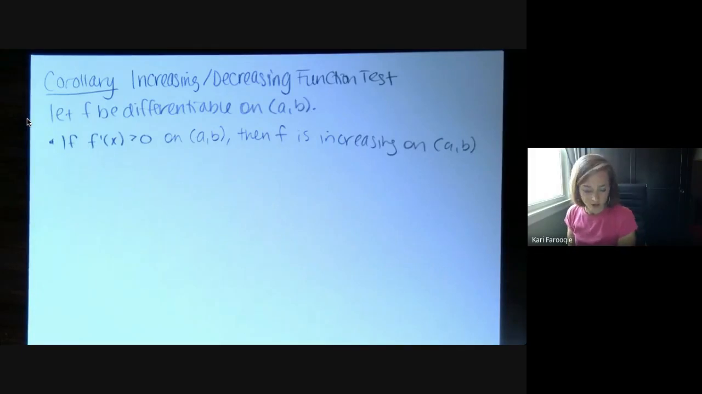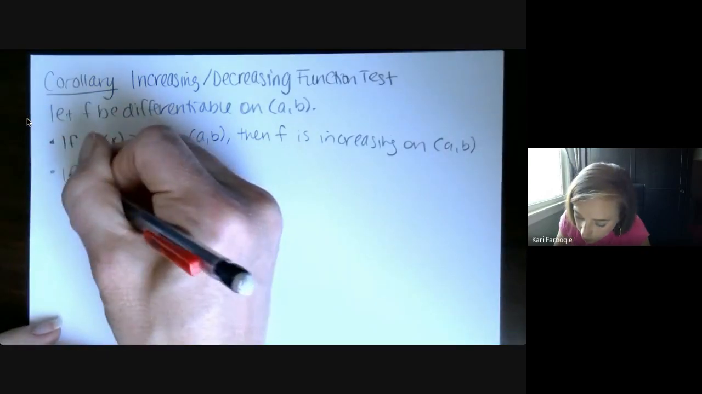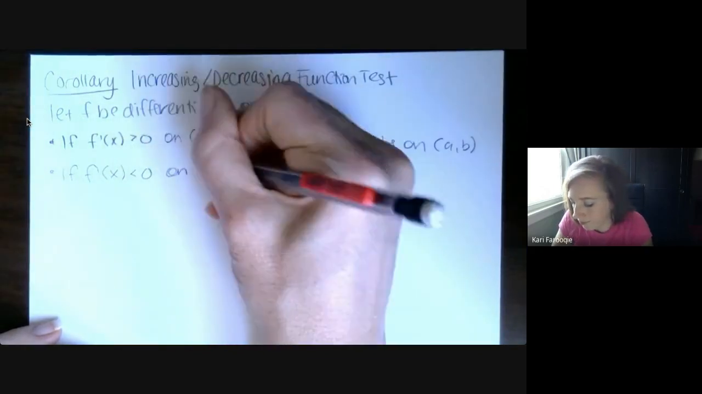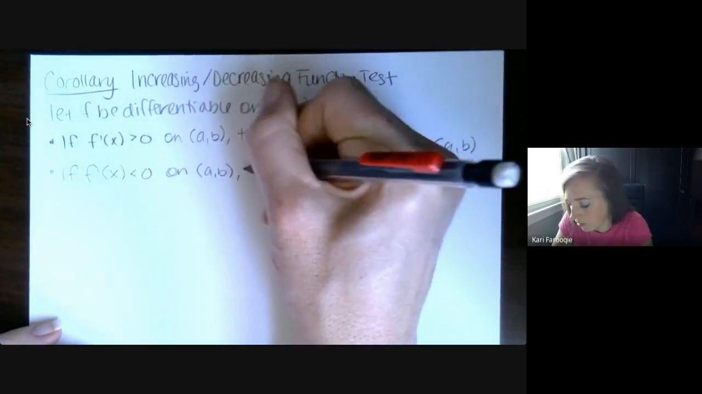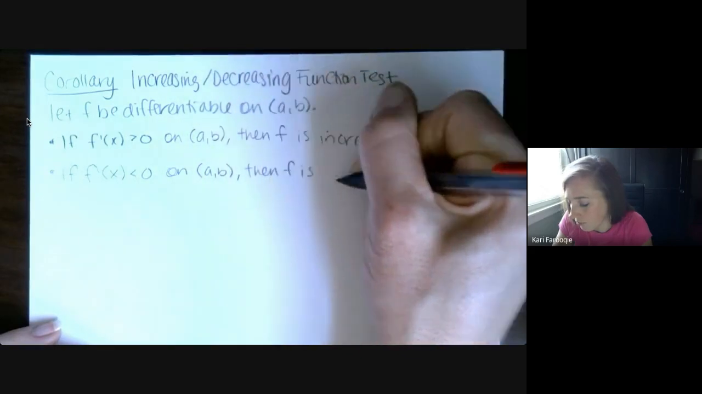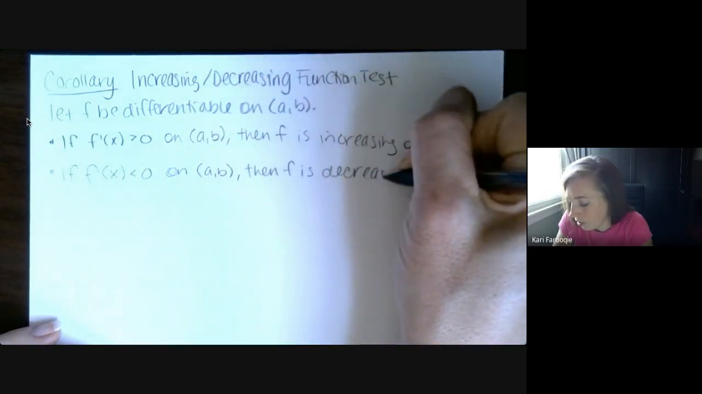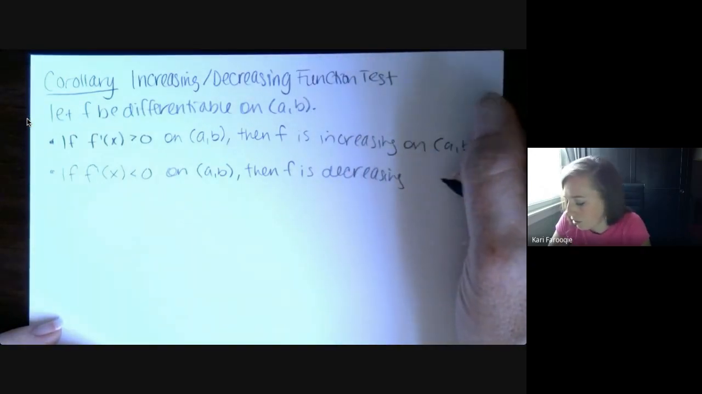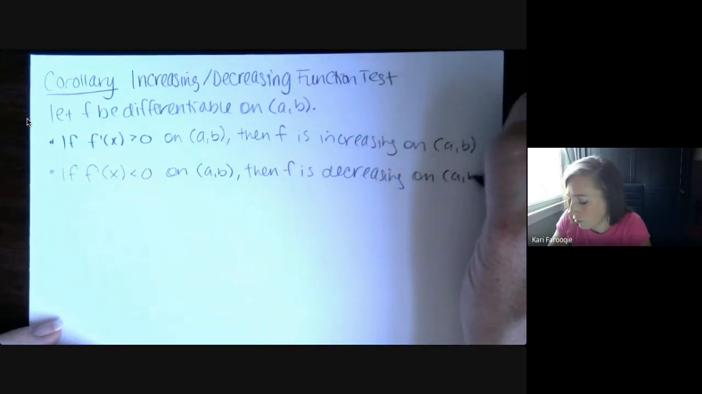I'm going to write the second part of this, and hopefully you're kind of thinking that this relates back to something that we did last week, maybe even 2 weeks ago, when we were talking about just defining derivatives. We were relating the derivative back to its original graph. And this really just comes from that discussion, which I'll remind you of in a second. If the derivative is less than 0 on (a, b), then f is decreasing on the open interval from a to b.